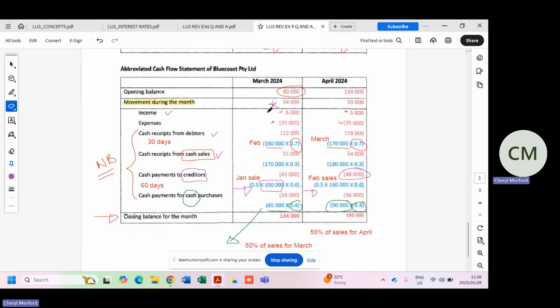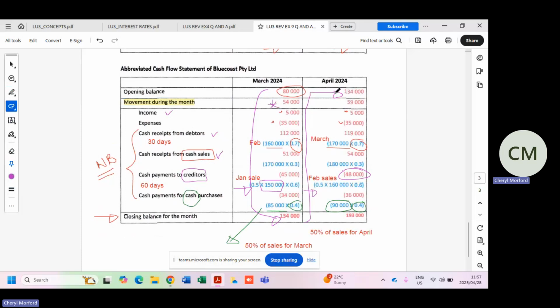So I started March with my opening balance of a positive 80,000. As a result of the trading activities during March, I'm going to increase my balance by 54,000. So I'm going to add that, and that will get me down here to my closing balance as at the end of March of 134,000. Then we're going to repeat. If I end March with 134,000, it means I'm going to come up here and I'm going to begin April with that 134,000, and I'm going to do the same.